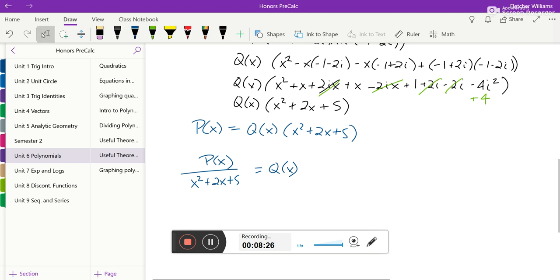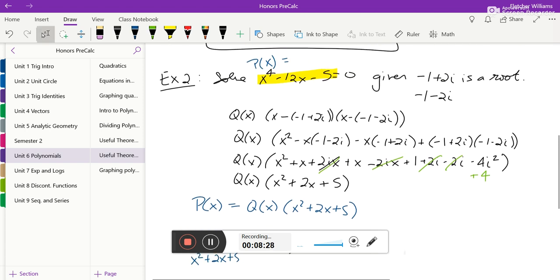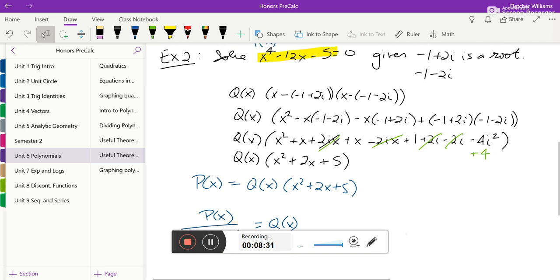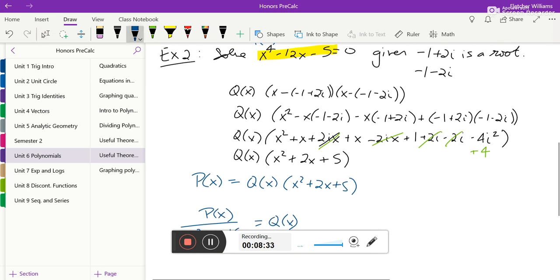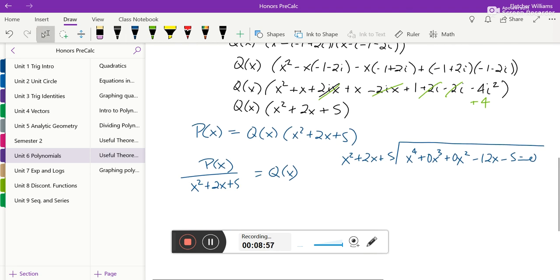And here's where we have to bring in long division again. We'll take our original p of x, that's the x to the fourth, put in your appropriate zeros, so plus 0x cubed plus 0x squared minus 12x minus 5 equals 0. And we'll divide that by x squared plus 2x plus 5. And this is going to give us q of x. So it's just a matter of going through the process.